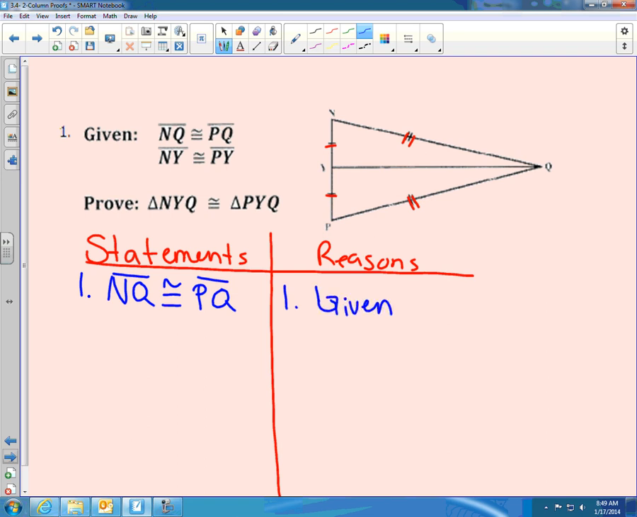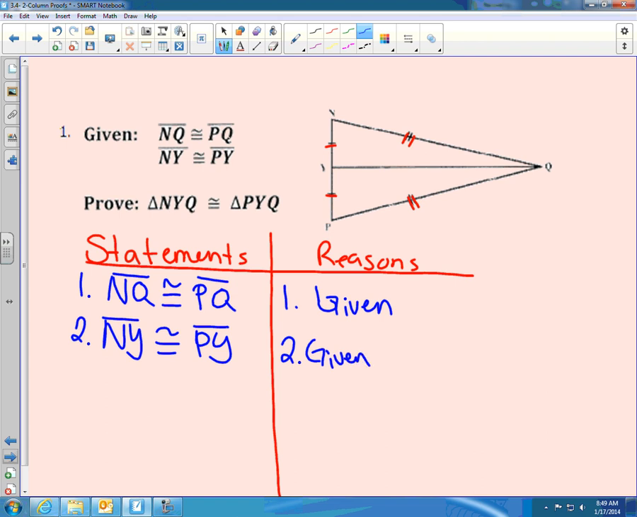Now notice that I said one statement and one reason, because sometimes your statement or your reason might take up 2 lines or 3 lines, and so we keep them together by giving them numbers. We also have another given statement, NY is congruent to PY. And this is another given statement.